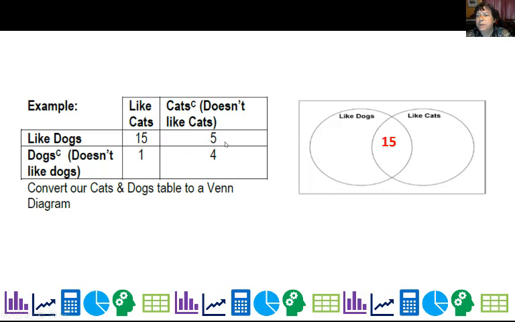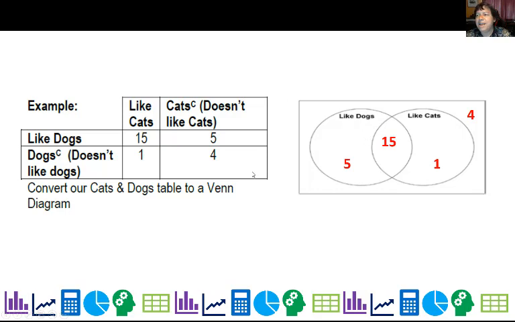Likes dogs but doesn't like cats, 5 would go there. I didn't do 5, I did this one, 4. So 4 is doesn't like cats, doesn't like dogs, that goes there. Now I'm going to stick by my 5 here, and the 1 goes there. So that's how you can convert a table to a Venn diagram.